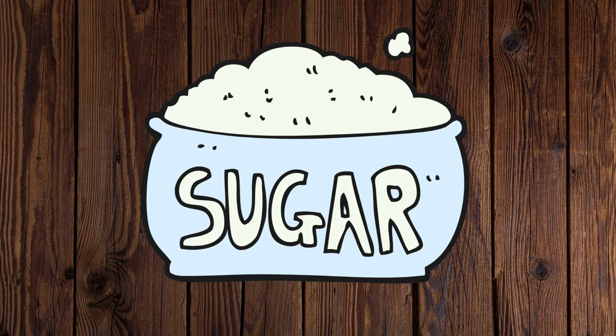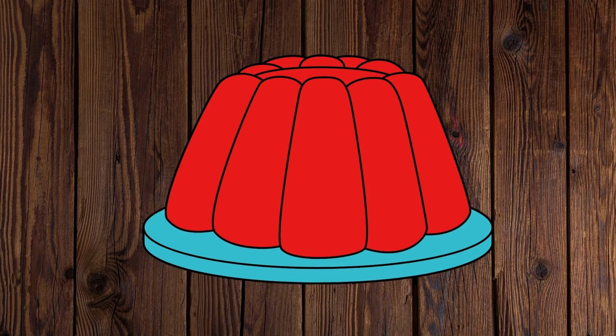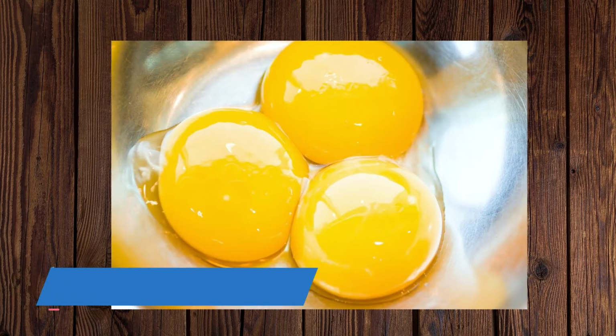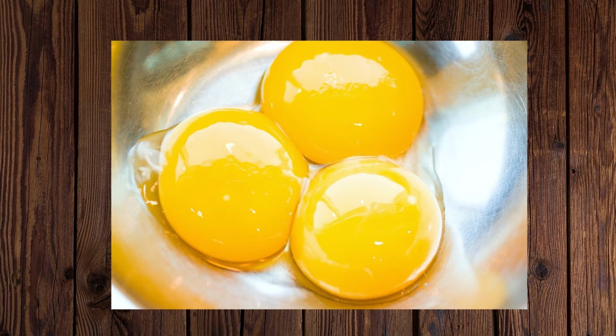Then we have gelatin. Gelatin is used to set many cold molded desserts. It is the basis for jellies and is also used to set creams and mousses. Then we have egg yolks. Egg yolks may be mixed with flavorings, sugar and cream or milk to make custard, or they may be whisked together over hot water to create a sabayon.